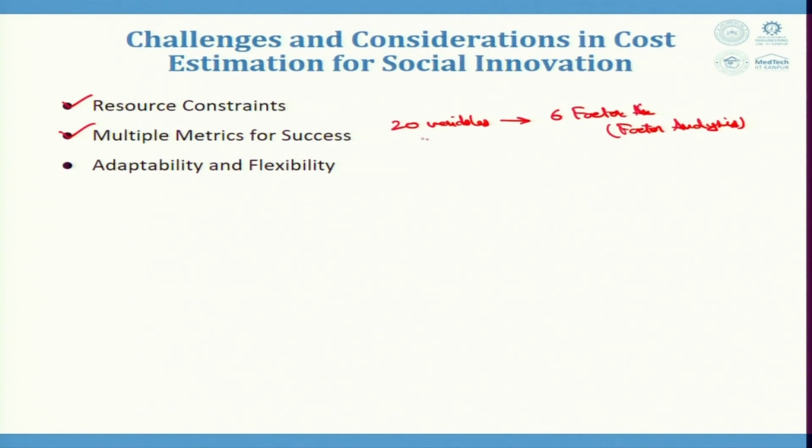These should be taken into consideration in the beginning, but later for the calculation we sometimes cannot use all 20 variables in a regression model or a deterministic model. So, we need to have 6 significant variables which are representative of all the 20 variables used. Then adaptability and flexibility, which means cost estimation must accommodate changing circumstances, and it could be revisable as new information arises at each point.